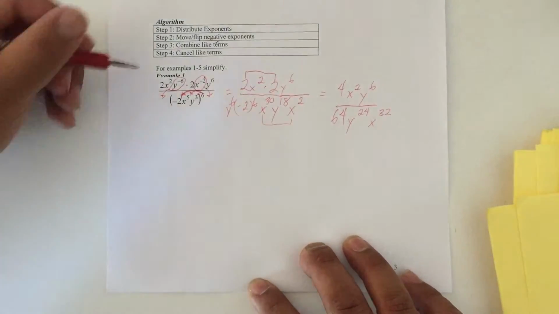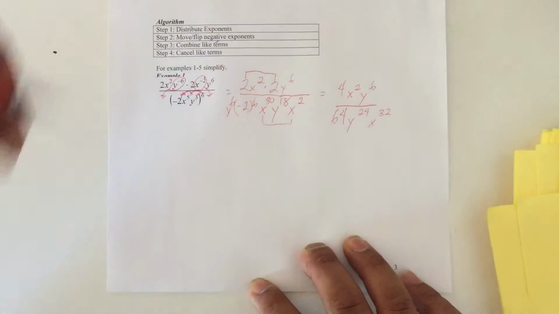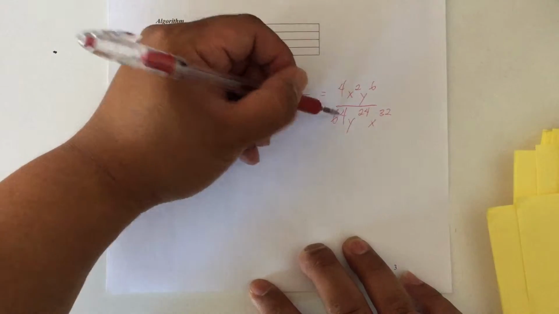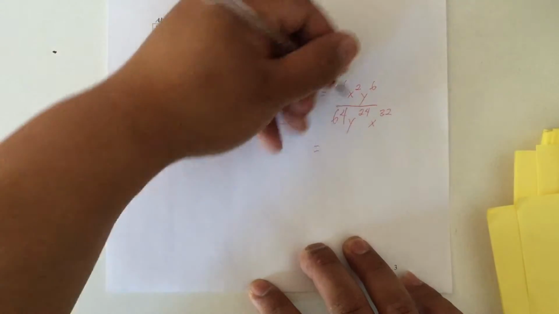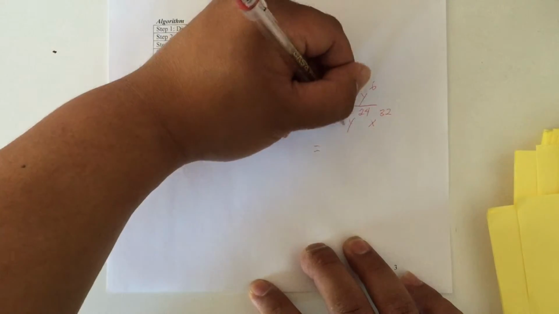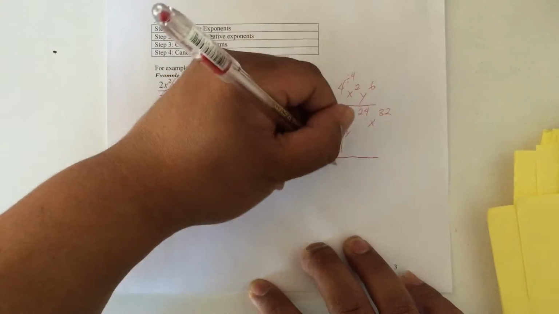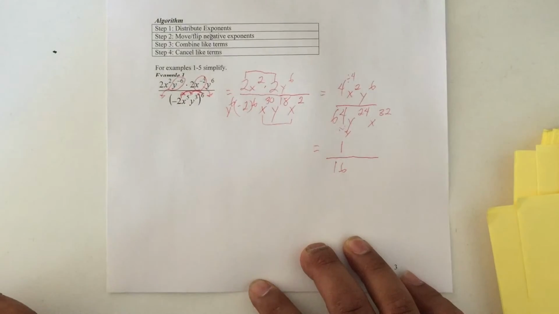Alright, that's combining. The last step is to cancel the terms, or better yet, simplify. So 4 over 64, we could divide both of those by 4. We end up with 1 over 16.